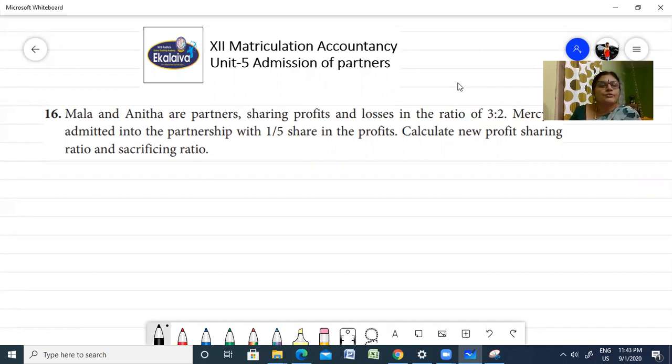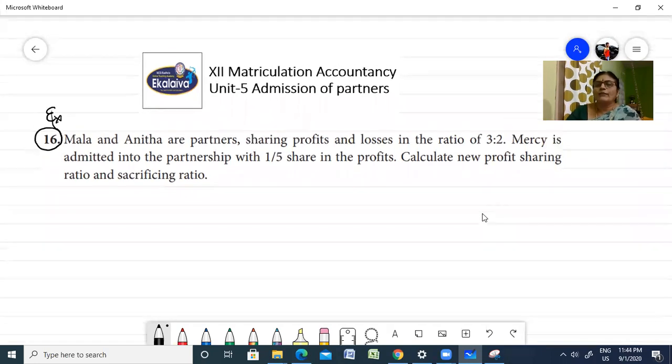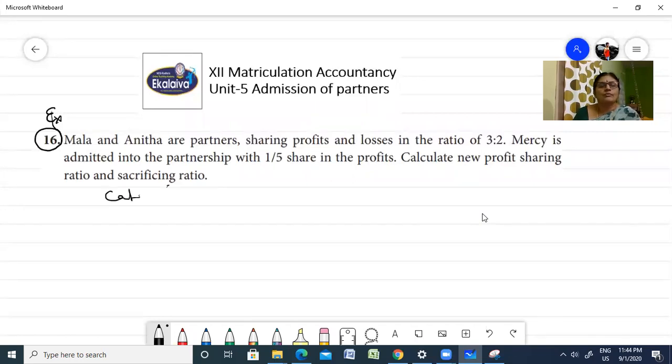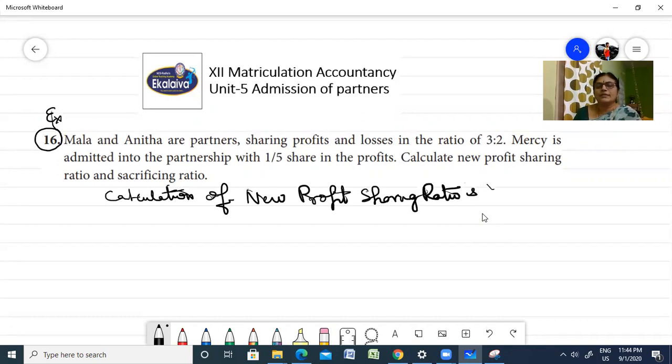I'm going to teach you exercise problem number 16. Mala and Anita are partners sharing profit and loss in the ratio 3:2. Mercy is admitted into partnership with 1/5 share in the profit. Calculate the new profit sharing ratio and sacrificing ratio.